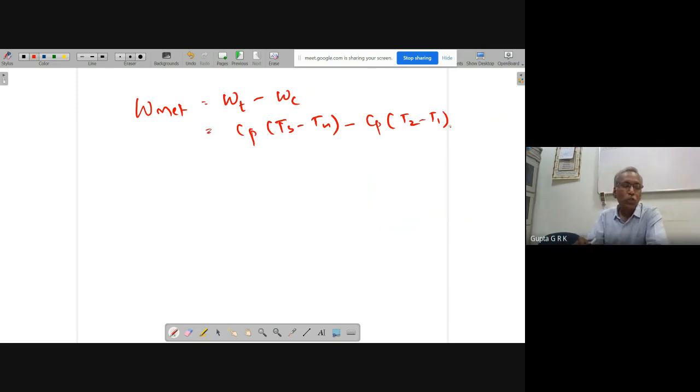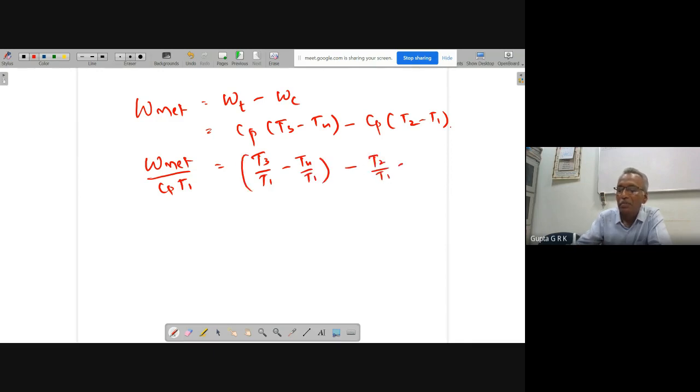Usually whenever we try to compare things, we like to have non-dimensional values. The previous graph between efficiency and pressure ratio was also non-dimensional. So I want to make this non-dimensional. What I do is divide this by Cp T1. Cp is constant and T1 also is a constant. So what will happen? I will get T3 by T1 minus T4 by T1, minus (T2 by T1 minus 1).